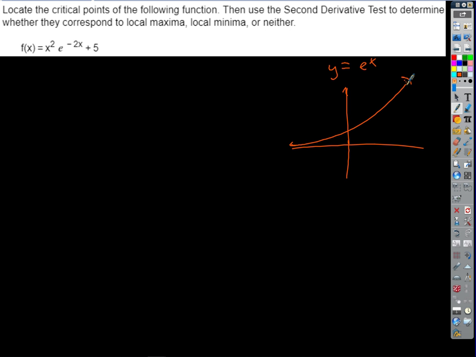We got no problems with the x squared. So we got no problems, right? This thing is defined everywhere. So the domain's all real numbers.